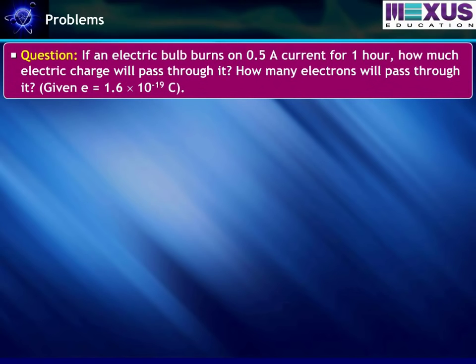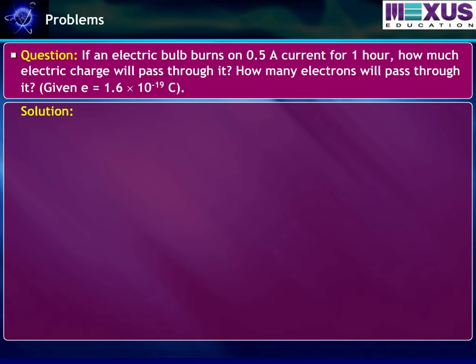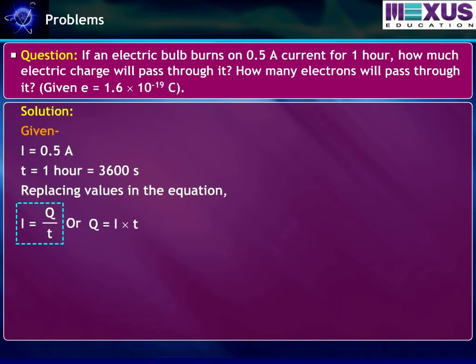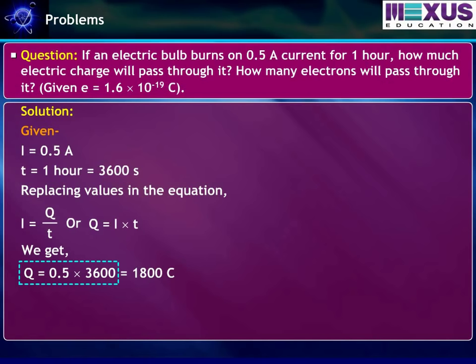Question: if an electric bulb burns on 0.5 ampere current for 1 hour, how much electric charge will pass through it? How many electrons will pass through it? Given, elementary charge e = 1.6 × 10^-19 coulomb. Solution: given current I = 0.5 ampere, time t = 1 hour = 3600 seconds. We know I = Q/t, or Q = I × t. We get Q = 0.5 × 3600, which is equal to 1800 coulomb.